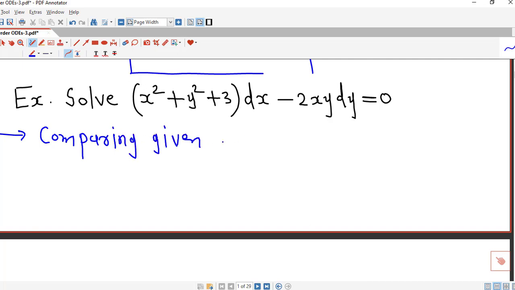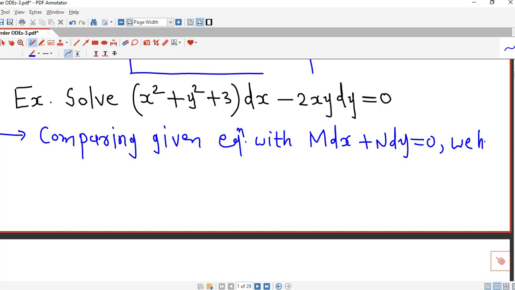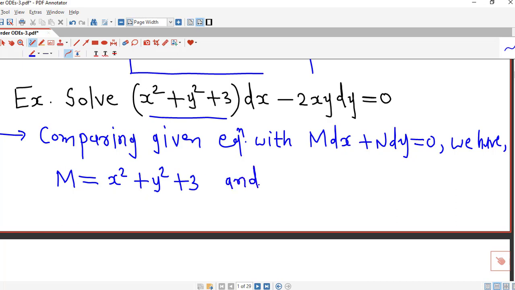Comparing given equation with M dx plus N dy equal to 0, we have, capital M is the coefficient of dx, which is x square plus y square plus 3, and capital N is the coefficient of dy, which is minus 2xy. So now we check the condition for exactness.